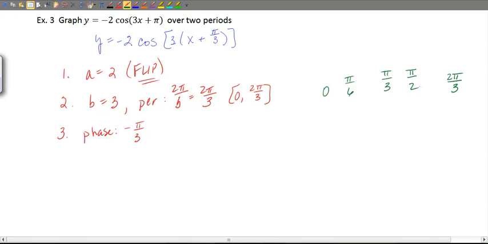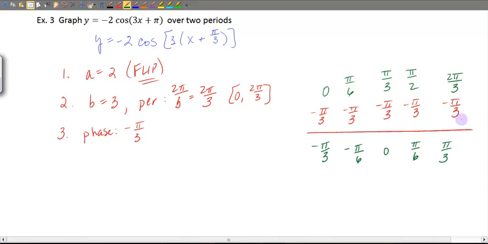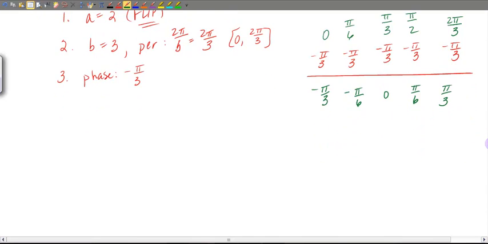So this interval between 0 and 2 pi over 3 breaks up like this, but I have a phase shift. So we're going to subtract pi over 3 from all 5 values. I'm going to do that, and then I'm going to come back and write my values on here. So after subtracting this, you can see my new x-intercepts all are occurring right here. So I'm ready to graph the function.